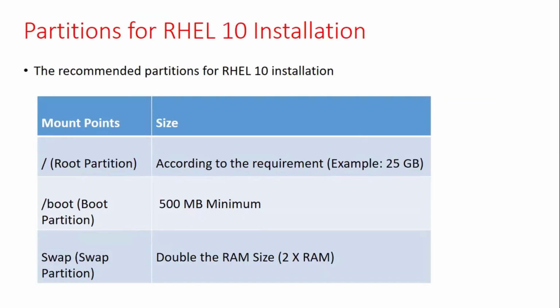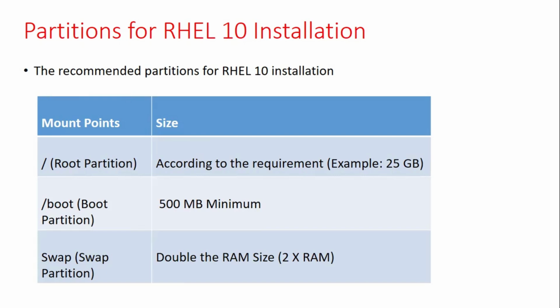Now the recommended partitions for RHEL 10 that you are going to create. The first partition you have to create is the slash partition, which is the root partition under which all the other directories reside. According to the requirement, you can select the partition size, whether you want all the other directories to be under slash or you want to create a separate partition for each and every directory. Here, for example, we are going to assign 25 GB to the root partition.